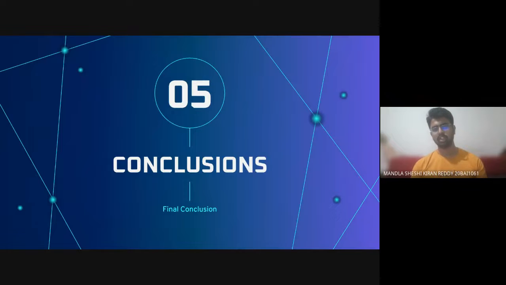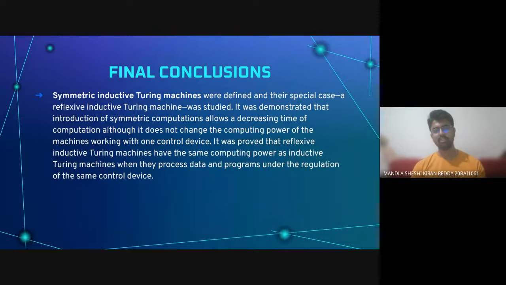So let's go to the conclusion now. We have defined the symmetric inductive Turing machine, or the reflexive inductive Turing machine, and as a special case, a reflexive inductive Turing machine was studied, and it was discussed that it has two types of processor, the data processor and the program processor. It was demonstrated that the introduction of symmetric computation, or usage of the symmetric nature of the infware and the software, allows decreasing the time of the computation, although it does not change the computing power of the machines with one control device.